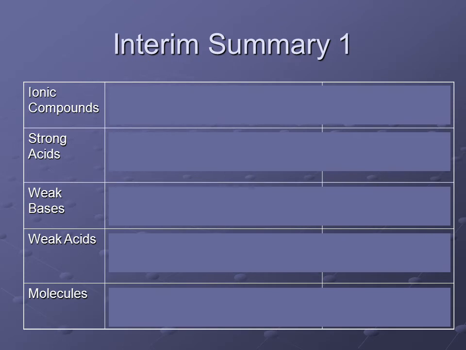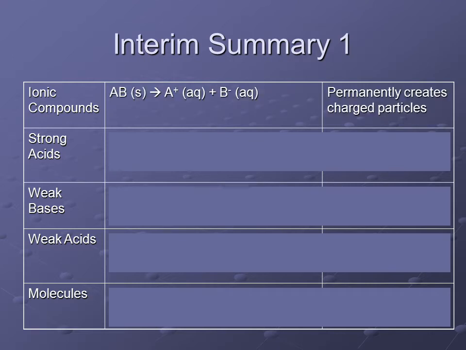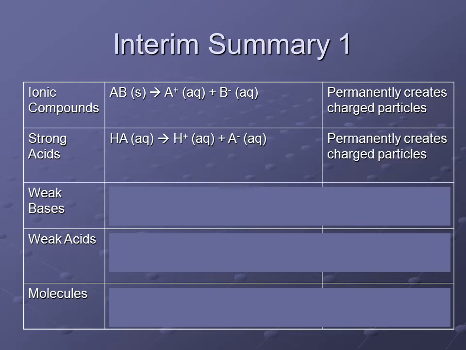Alright, so we've covered quite a bit of material so far. We're about 22 minutes into this presentation. So let's try to summarize what we got so far. Okay, so ionic compounds undergo this one-way dissociation. It separates from an ionic solid into individual ions, and what that results in is that it permanently creates charged particles. Strong acids basically do the same thing. You start out with a molecule, you end with ions and ions only, and this also permanently creates charged particles.